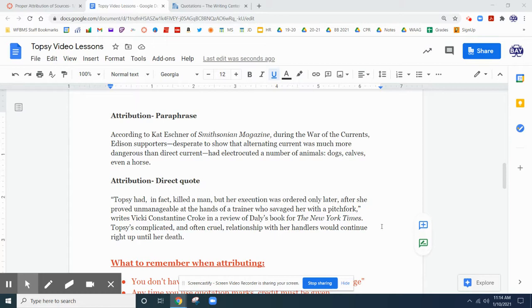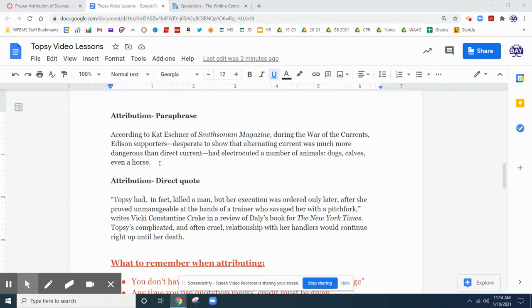So really there's two ways to attribute sources. You can see them right here on my screen. There's attribution through paraphrasing and attribution through a direct quote. The first one is paraphrasing. Some of you may know that paraphrasing means to restate something in your own words. Well, you can do this with the information you got from one of your sources as well.